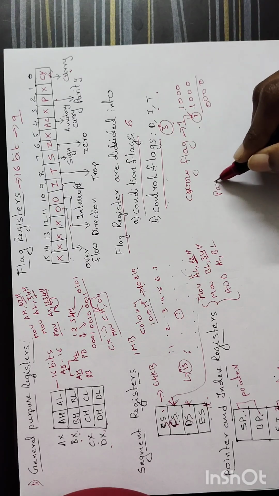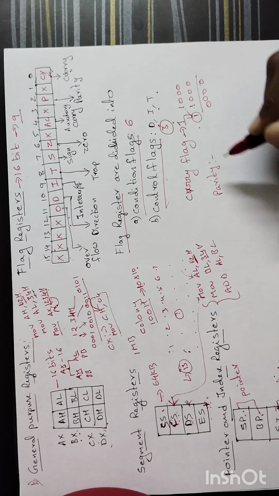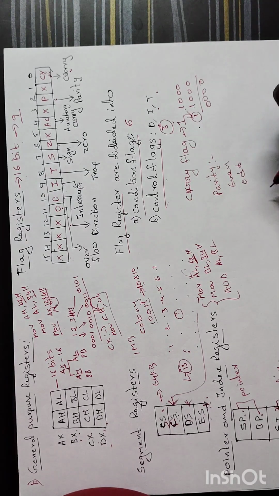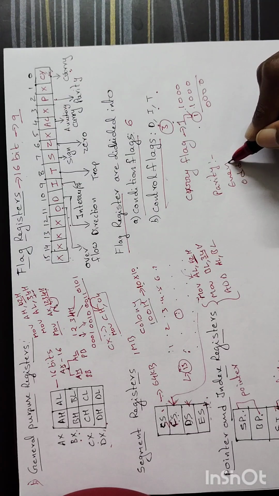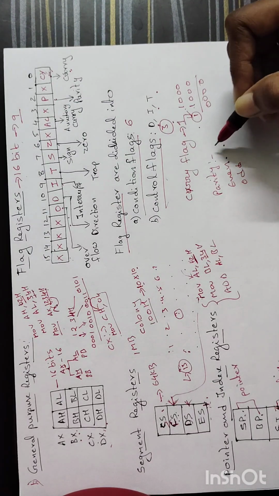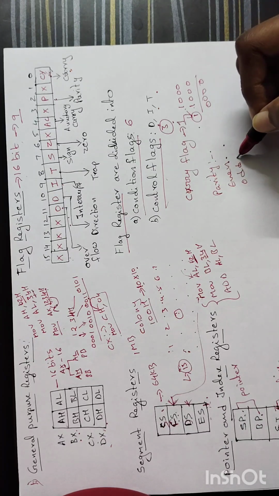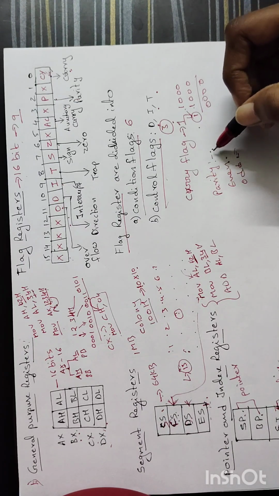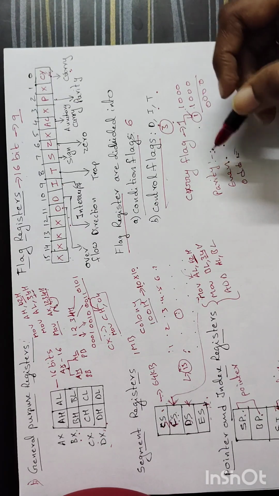Now the parity flag. We have even parity and odd parity. If the output contains an even number of ones, this flag is set. If it contains an odd number of ones, the flag is 0. That is the parity flag.